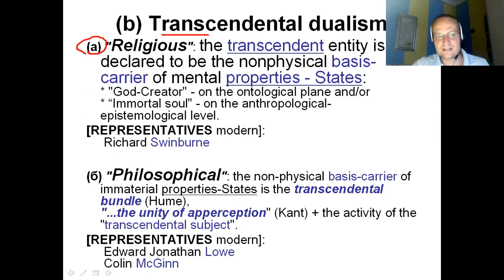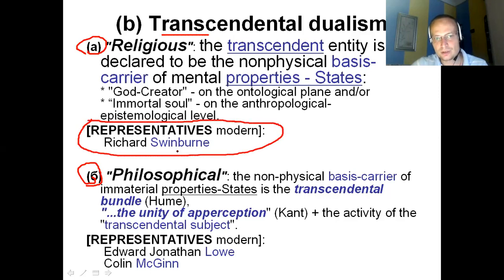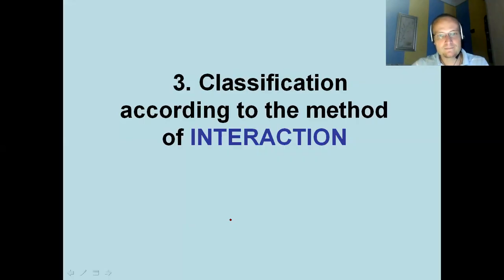If we talk about naturalistic dualism and transcendental dualism in the two versions I have described, more important representatives are Richard Swinburne and Lowe and Mangin. I hope that we will talk about their works in our seminars, and we will analyze different moments of these works. Okay, that's all. And here is the next topic for us in the next video. Okay, thank you very much. I hope it will be interesting for you.